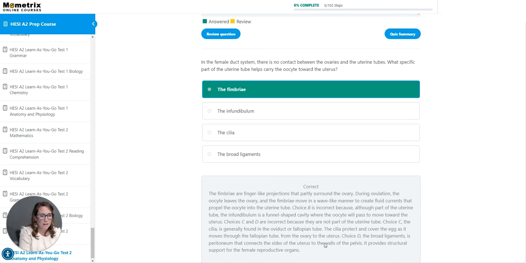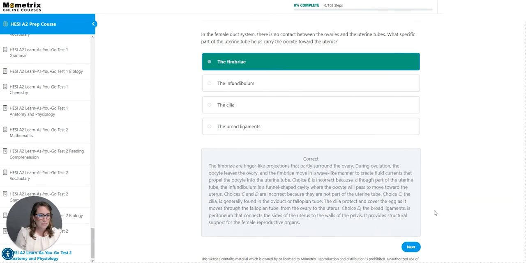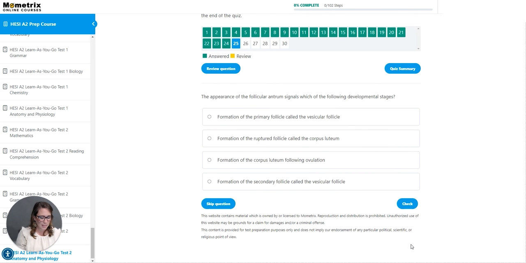Choice C, these are usually found in the oviduct or the fallopian tubes. These protect and cover the egg as it moves through the fallopian tube. And then choice D, those are just the ligaments that help hold the uterus to the pelvic wall and provide structure. It doesn't really help to move that egg along. So choice A, the first choice, was our correct answer.